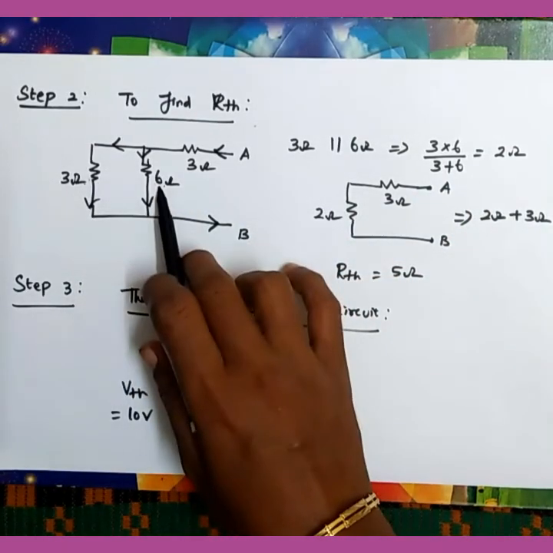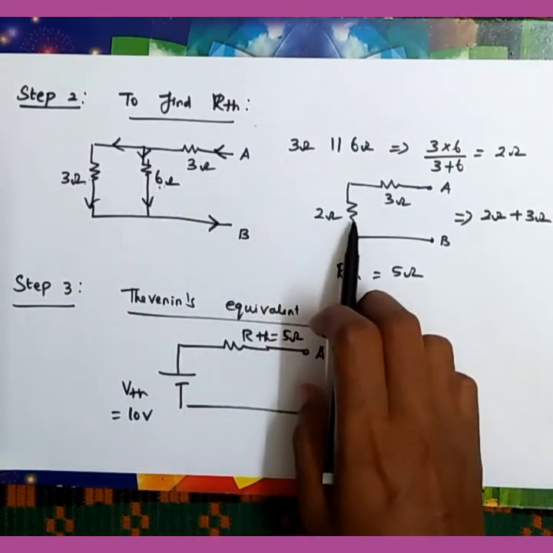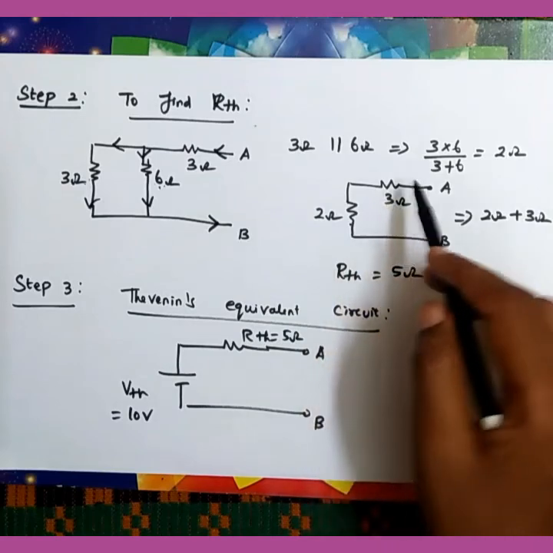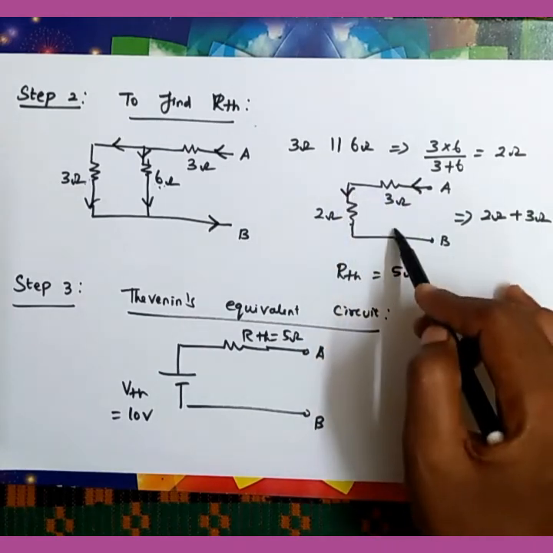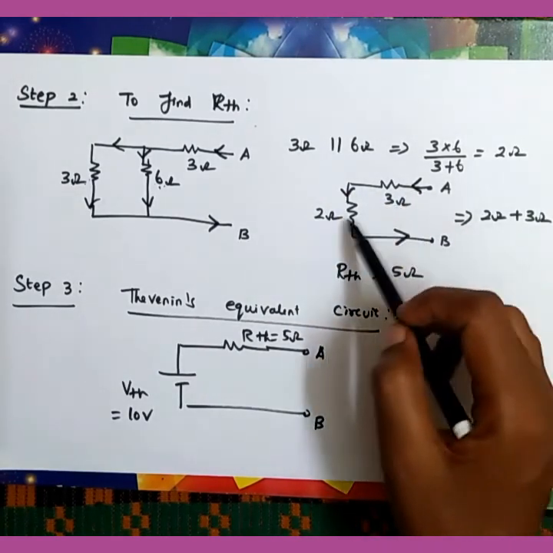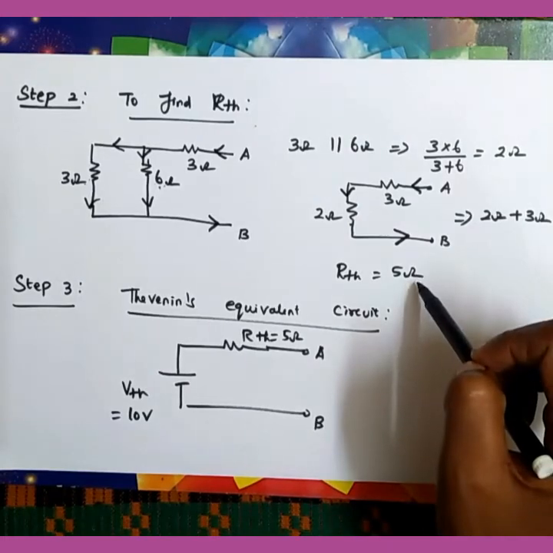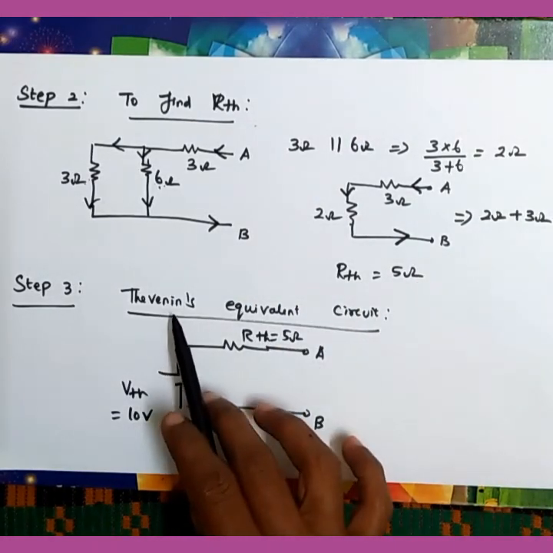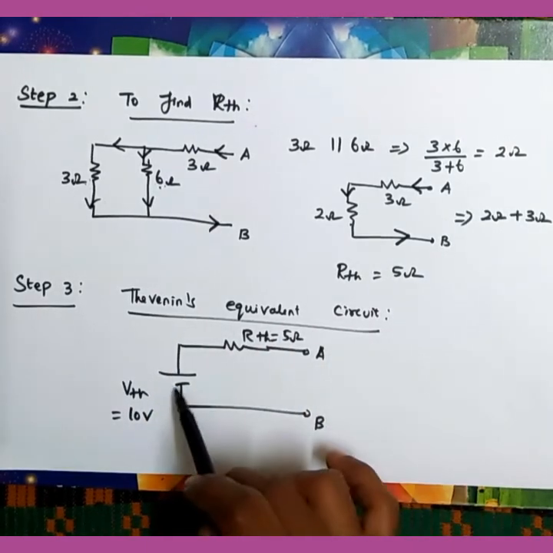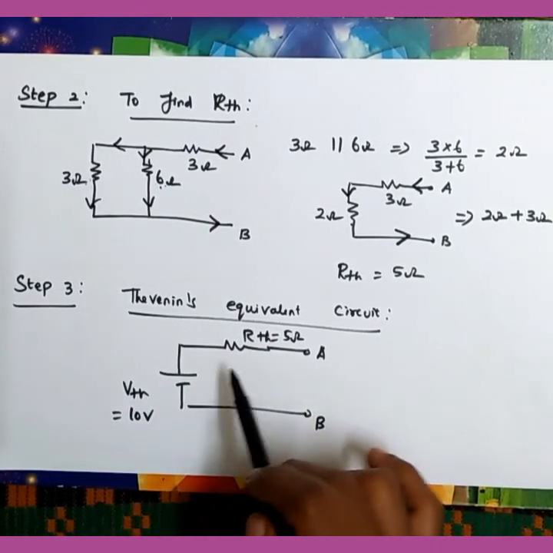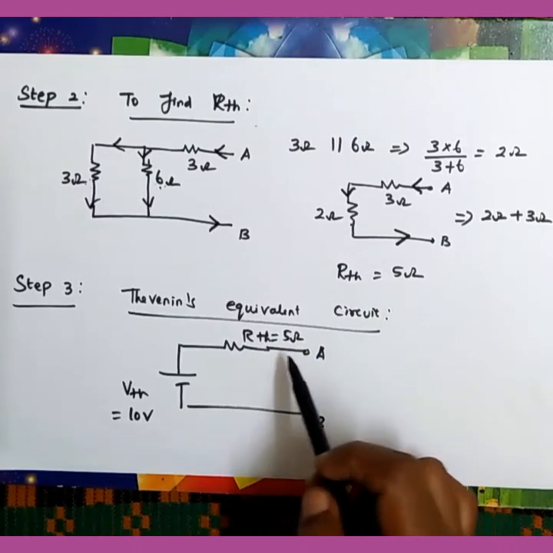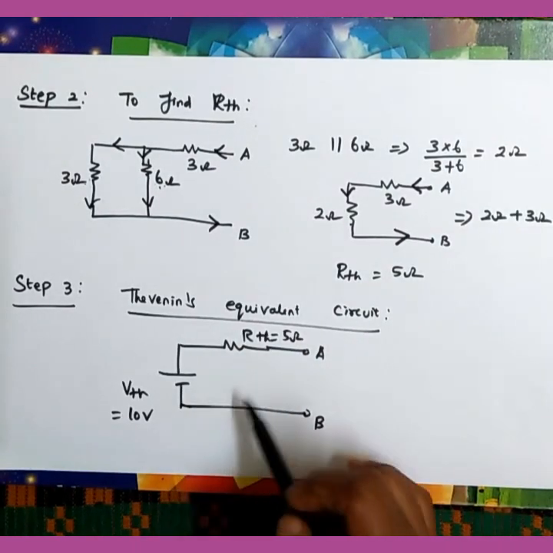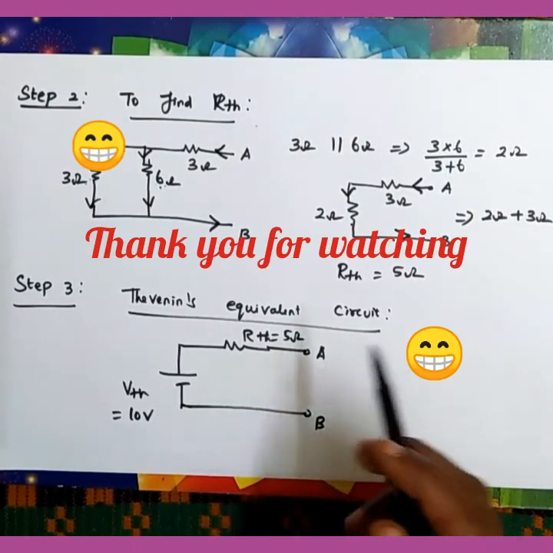So instead of the 2 resistors, replace it by a 2 ohm resistor, and we have the 3 ohm resistor. These two resistors are in series, so 2 plus 3 is 5 ohms. So 5 ohms is the RTH value. So the third step is to find the Thevenin's equivalent circuit. VTH we have found as 10 volts, and RTH we have found as 5 ohms. So this is the required solution. Thank you.